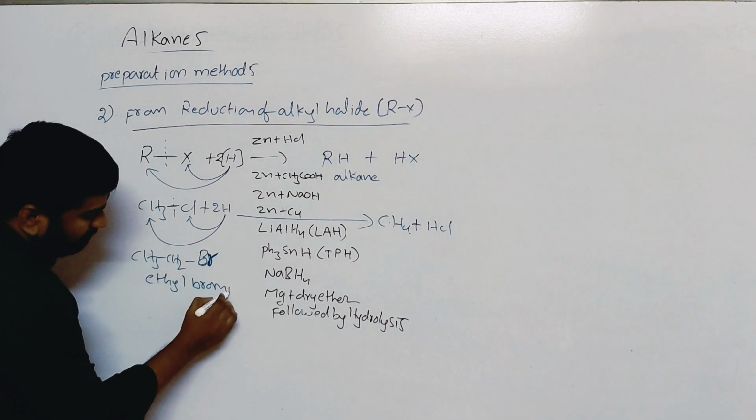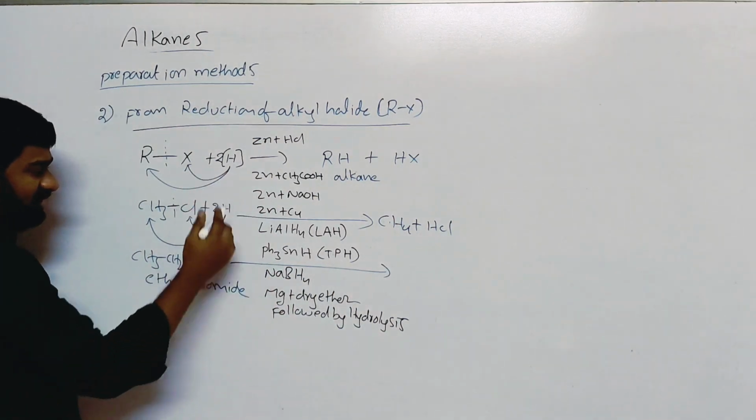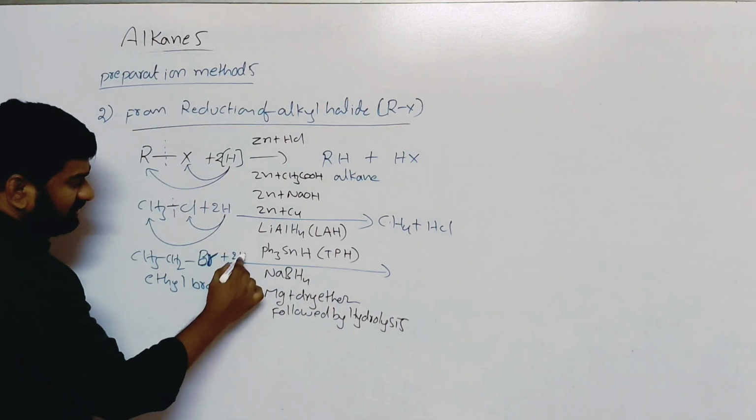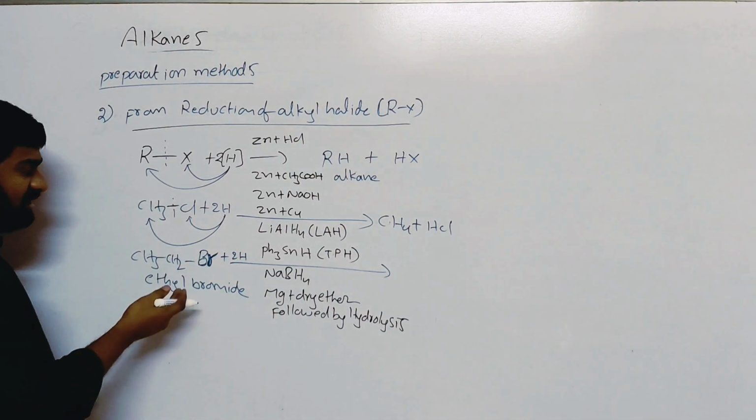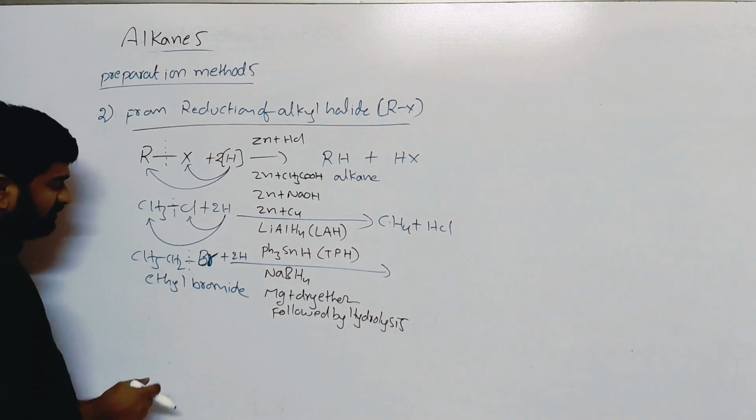Ethyl bromide. This ethyl bromide, I am hitting with any one of these reducing agents. What is happening? Hydrogenation takes place here also. Then what will happen? Here one hydrogen. This bond you have to break here. This bond you have to break.